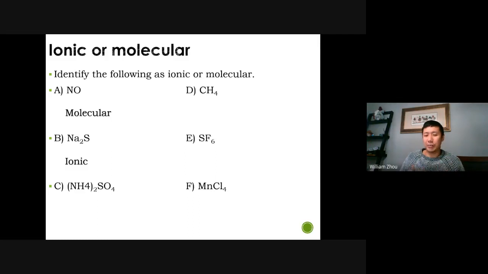Ionic or molecular for C. That's a tough one. Oh, you thought I meant D. Oh, okay. Yeah, we're going down the column here. C. That's a tough one. There's a lot of stuff in there. What is it?